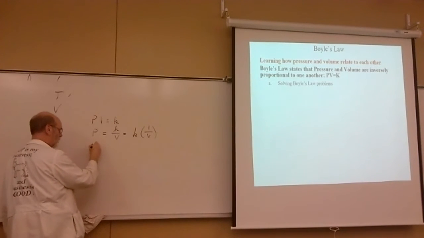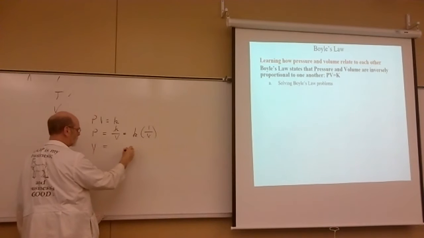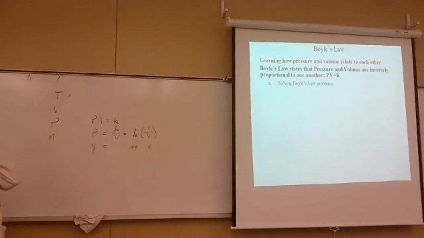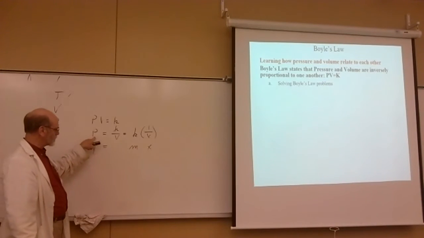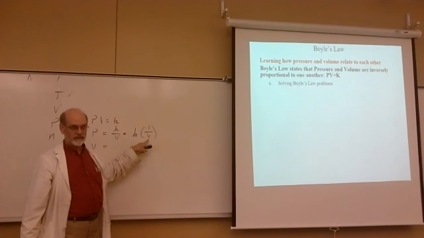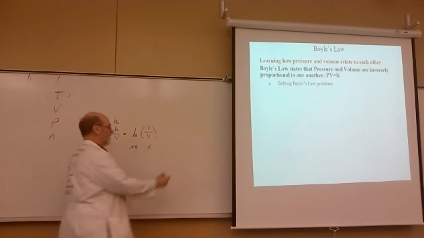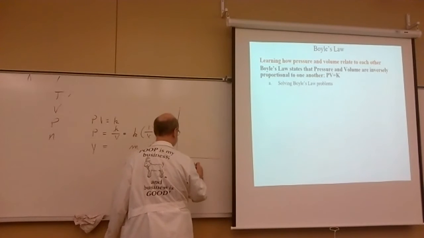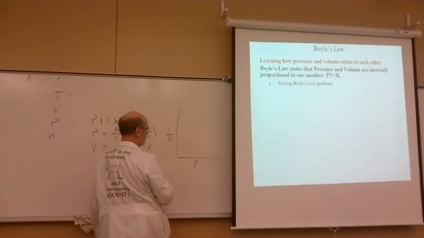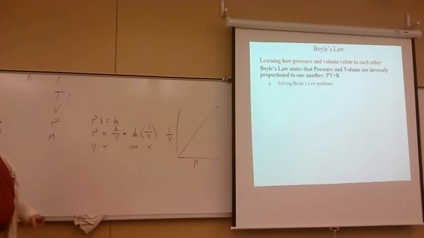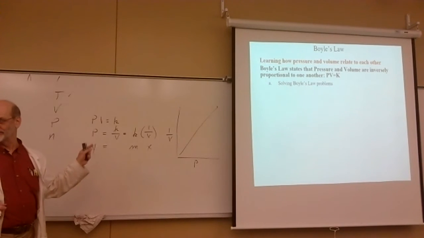So now we have Y equals MX. We have a straight line. All we have to do is plot pressure against the inverse of volume, and we get a straight line. So if we do this, we get something like that. Okay? Don't forget that. You'll need it when we do Boyle's Law Lab.